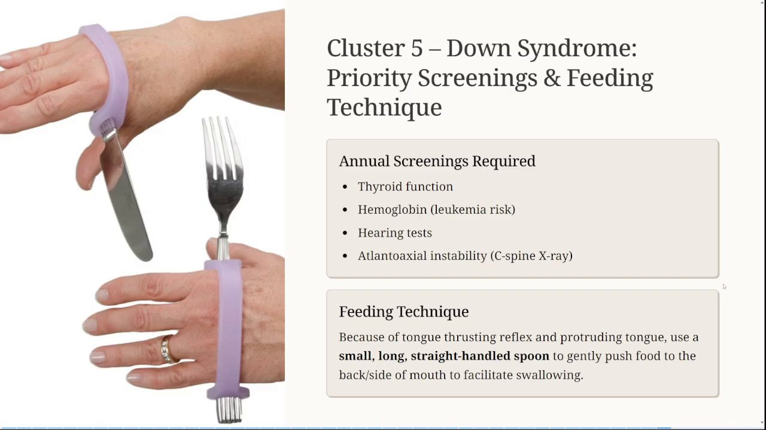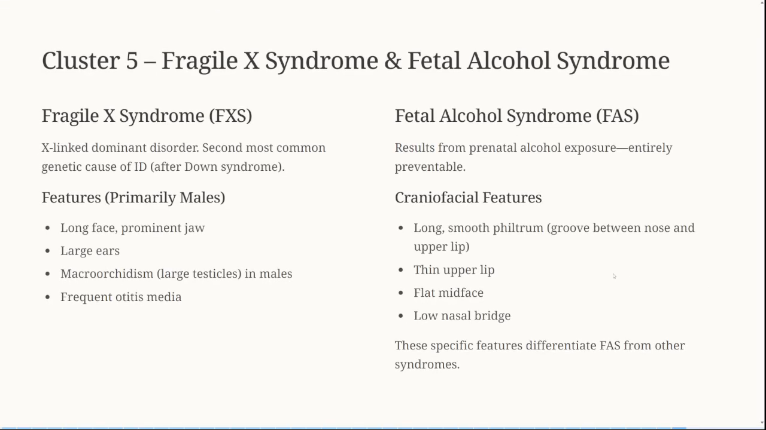It's an X-linked dominant disorder that primarily affects males. The features include a long face, a prominent jaw, large ears, and often large testicles or macroorchidism in males. Frequent otitis media is also a recurring problem.